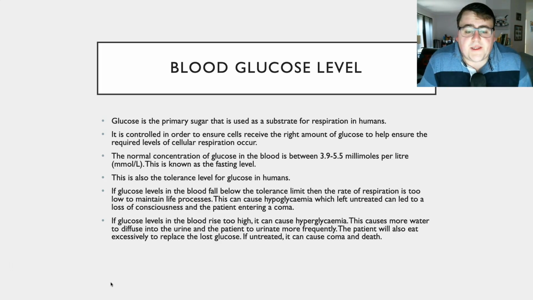On the flip side there, if glucose levels in the blood are too high, we get something called hyperglycemia. So whenever something's low, it's hypo. When it's high, it's hyper. So hyperglycemia. What happens here is it causes more water to diffuse into your urine, and the patient urinates more frequently. That's all because aerobic respiration is occurring at a faster rate because there's more glucose, which means the patient is also going to eat excessively to replace the glucose that they're losing, and you're constantly getting high rates of aerobic respiration, and you end up having more water which goes into the urine and is excreted. Again, like hypoglycemia, if hyperglycemia is left untreated, it can cause coma and death.